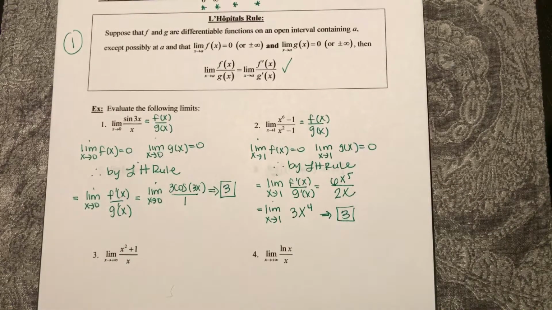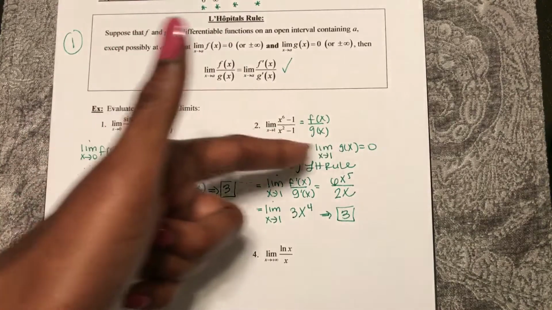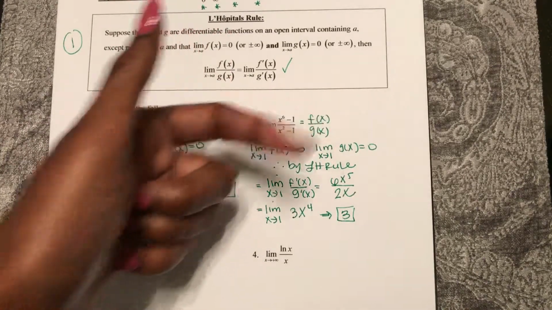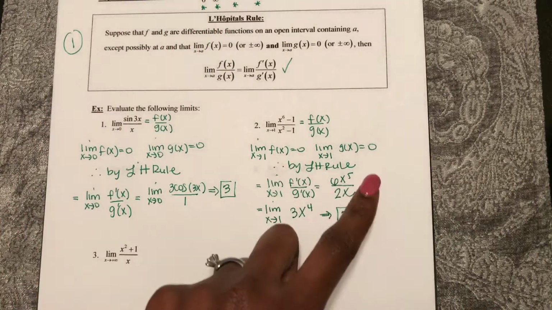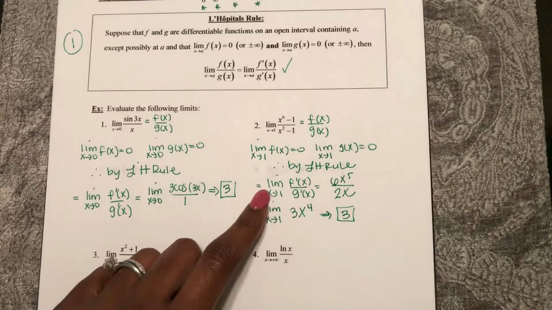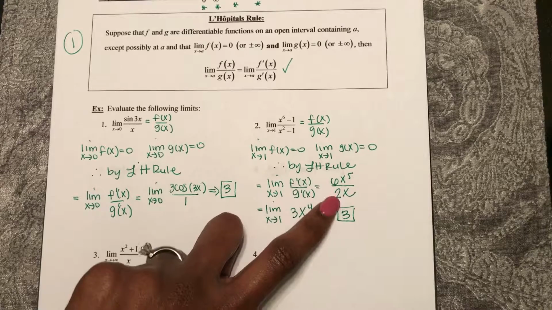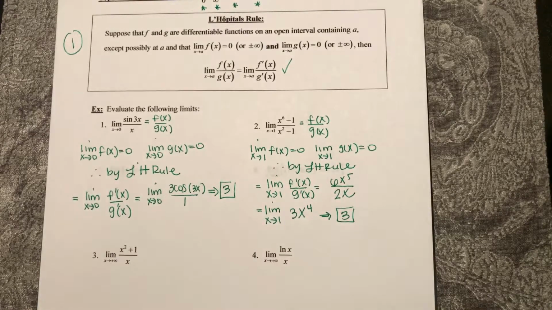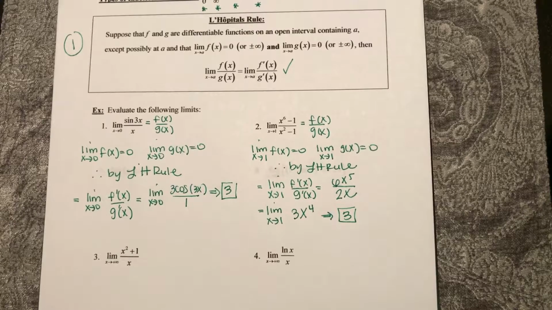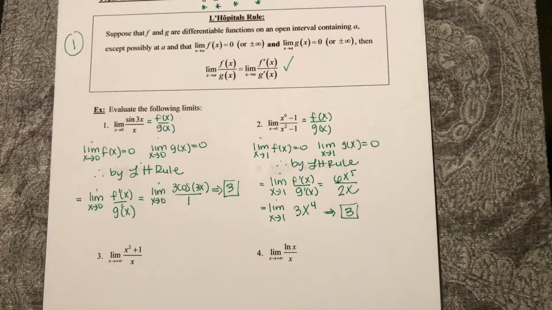So notice, I had to first state my two limits, showing that they approach an indeterminate form. Then I state I'm using L'Hopital's rule, which is the limit of the derivatives. I take my derivatives, I simplified and plugged in 1. So L'Hopital's rule is used when we have indeterminate form limits.